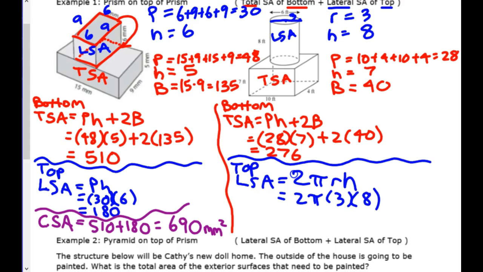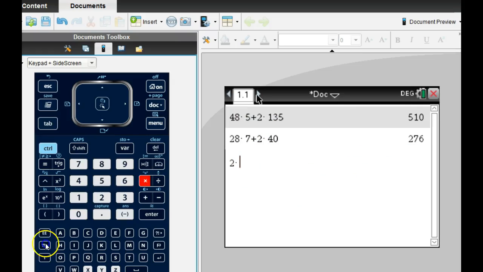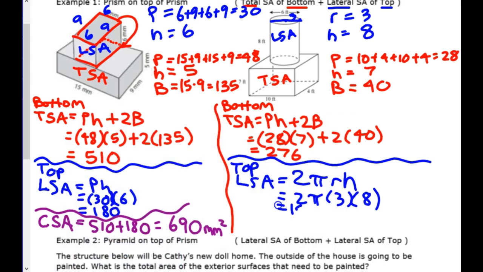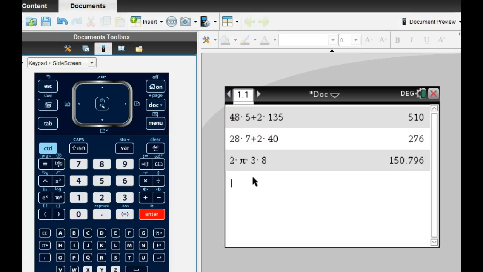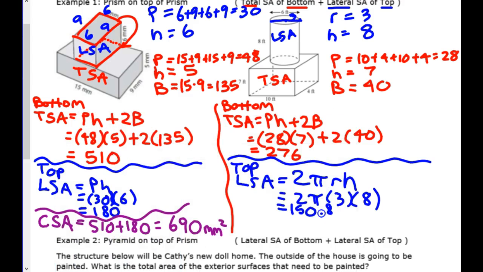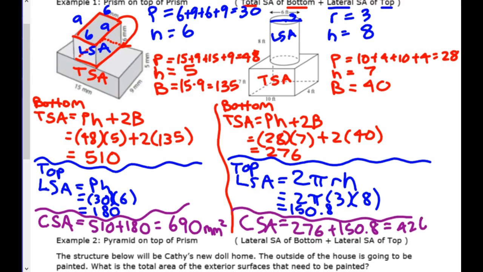I'm going to type that in my calculator real quick. 2 times pi times 3 times 8. There we go. 150.7, or actually 150.8 if we round correctly. And what do I do with those two numbers at the very end? We add them together, okay? So CSA equals 276 plus 150.8. That's going to give me 426.8. And my units are feet squared.